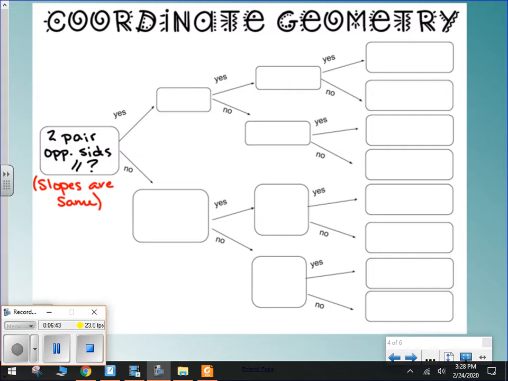I will be giving you problems where I give you the slopes, or problems where I give you the points and you're going to find the slope and determine if you have two pairs of opposite sides parallel. If your answer is yes to that question, the next question you're going to ask yourselves is, do I have four right angles? Which means you're looking for slopes being opposite reciprocals.